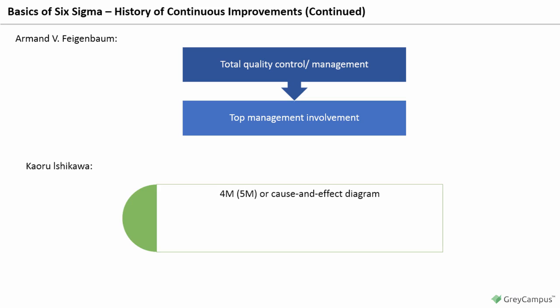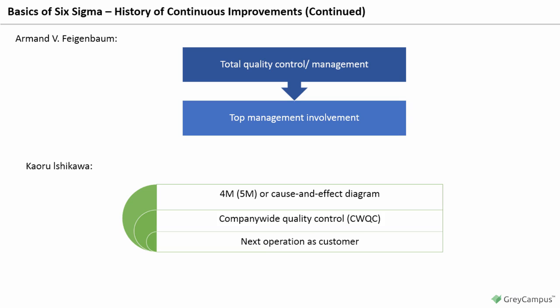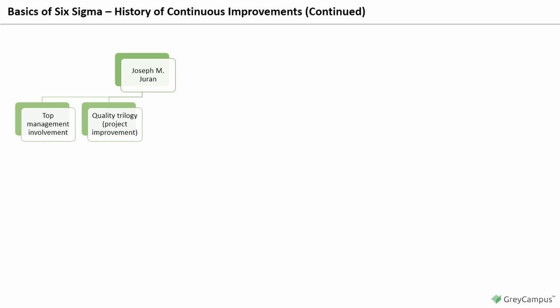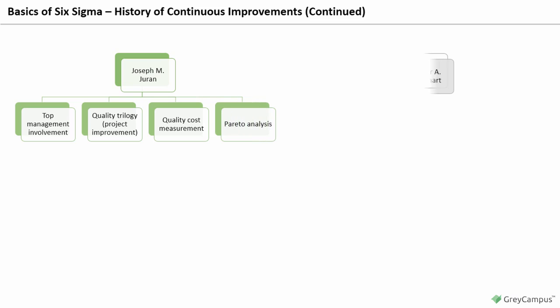Kaoru Ishikawa: 4M or 5M, or Cause and Effect Diagram. Company-Wide Quality Control, CWQC. Next Operation as Customer. Joseph M. Juran: Top Management Involvement, Quality Trilogy or Project Improvement. Quality Cost Measurement, Pareto Analysis.